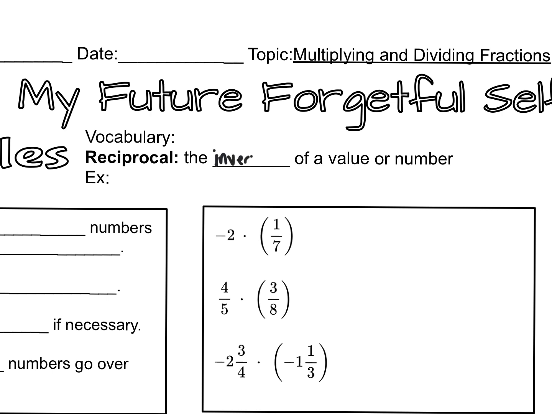inverse or flip of a value or number. So for example, if we had the fraction 3/4, its reciprocal is 4/3. These are also called multiplicative inverses because when you multiply them together, they equal 1. Another example, if we had the number 2, its reciprocal becomes 1/2 because remember all whole numbers are written over 1.